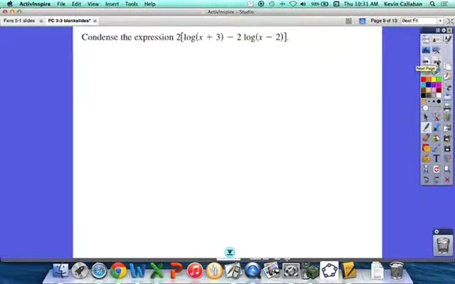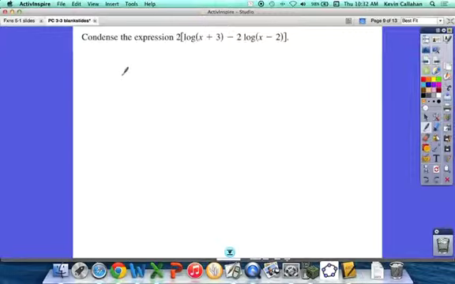Okay, let's do a condense. So what do we see going on here? What is this subtract? Which property are we going to end up using for that? You're going to use the quotient property. And we can see that this entire thing is being multiplied by 2. There's probably going to be some kind of product property that goes on here. And there's actually that 2 in front of that logarithm. That's going to be a power property too. So let's see what we can do as a first step. What property would I have to use first?